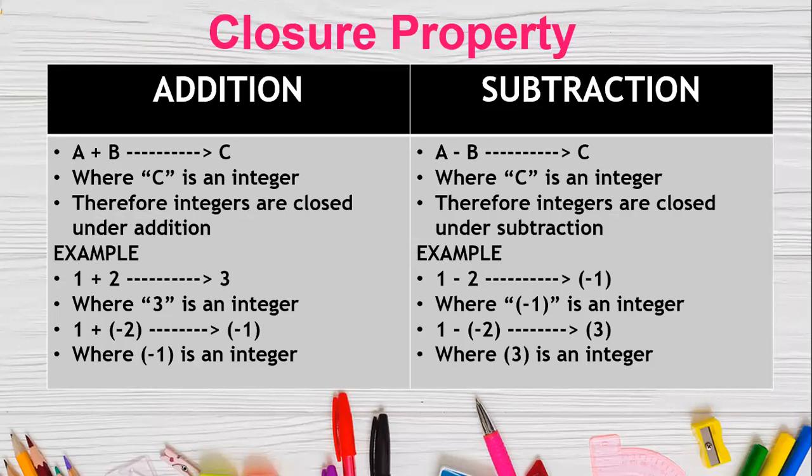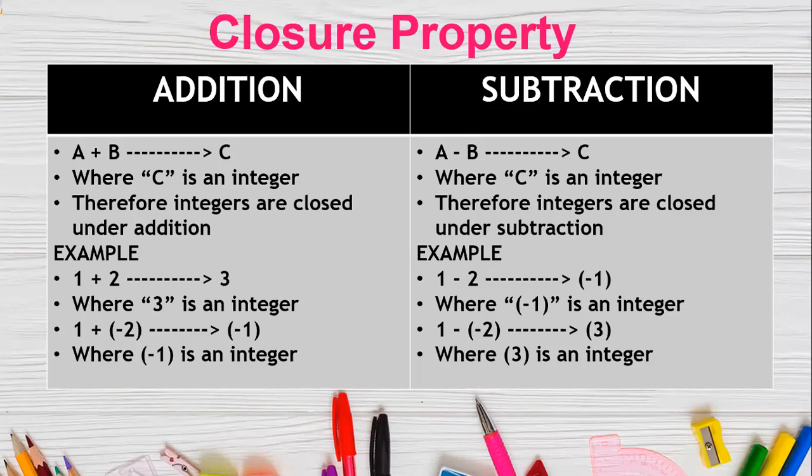Now let us try it with a negative integer. 1 plus minus 2 is equal to minus 1. We know that minus 1 is an integer. Therefore, we conclude integers are closed under addition.